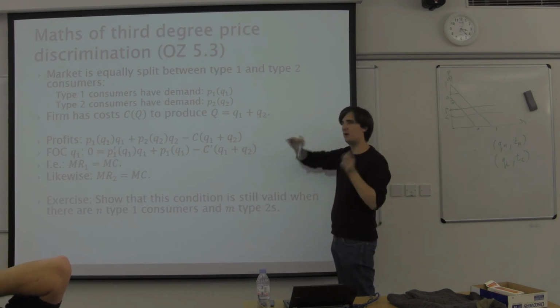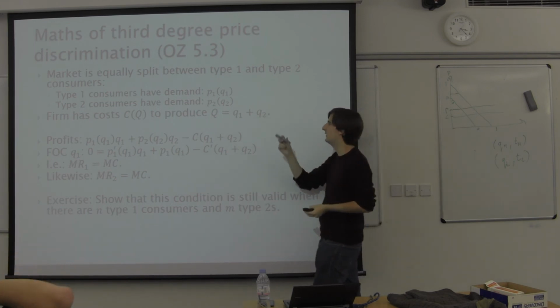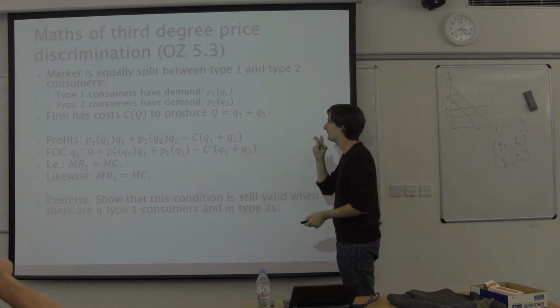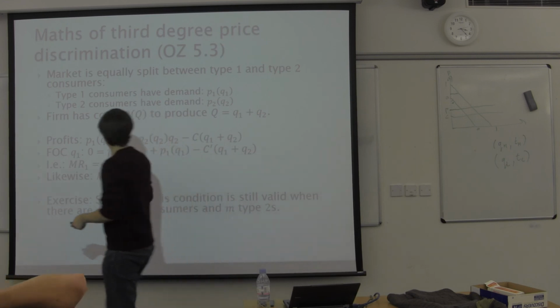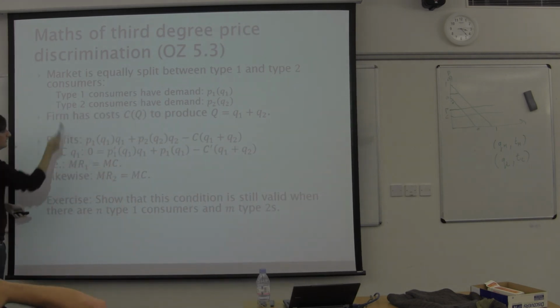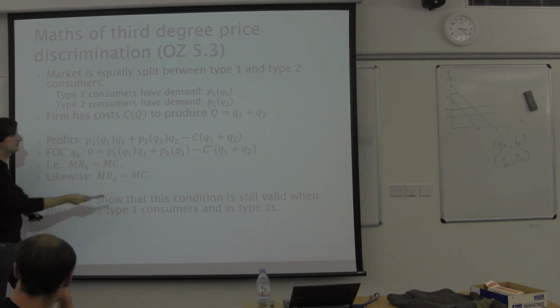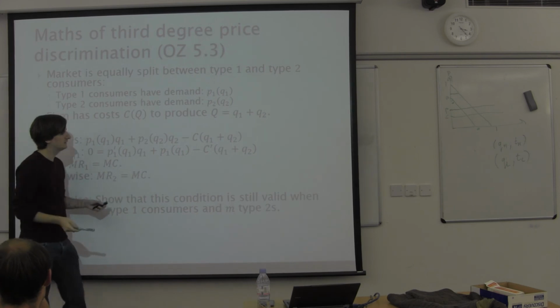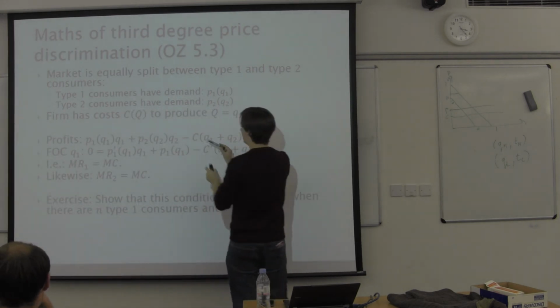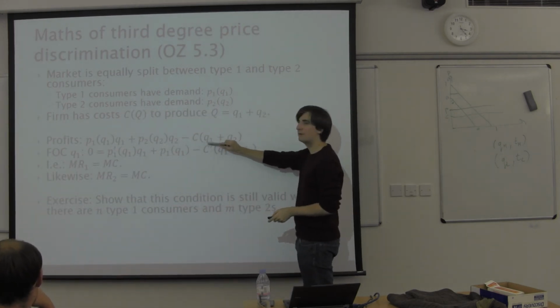You're using the same technology to produce both types of good, but you're able to sell them at different prices. So what are the firm's profits? Well, it sells Q1 units to the type 1 consumers at a price P1. It sells Q2 units to the type 2 consumers at a price P2. And it has total costs of C of Q1 plus Q2.